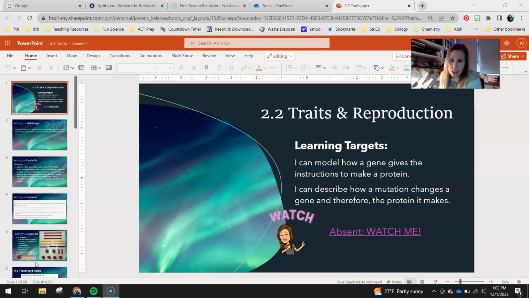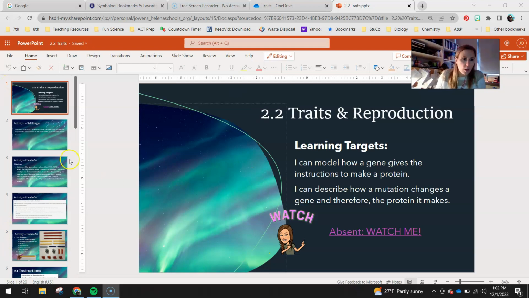I can model how a gene gives the instructions to make a protein. We learned all about the structure and function of proteins in chapter 1. So we're going to incorporate how we make that protein, and how if we mutate it, it would change the structure and therefore the function of a protein. In your second one, I can describe how a mutation changes a gene and therefore the protein it makes.